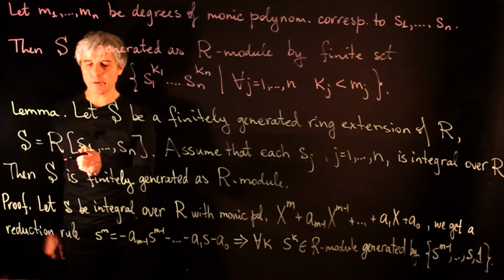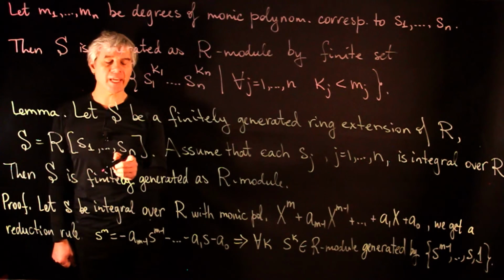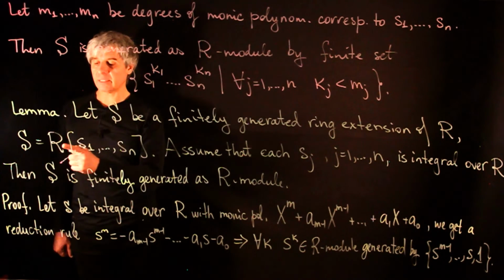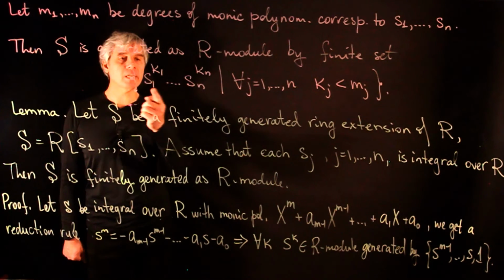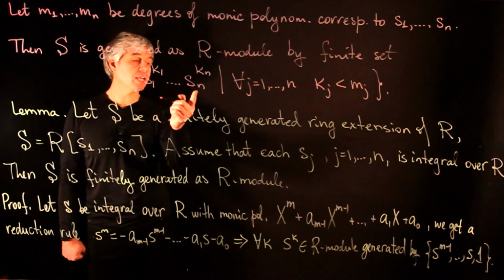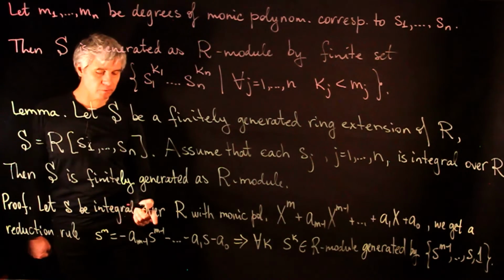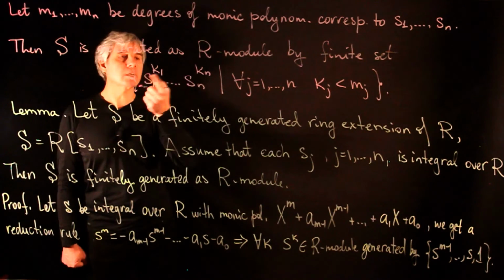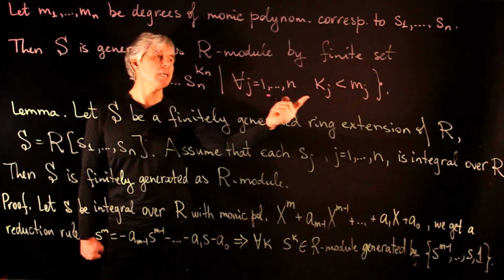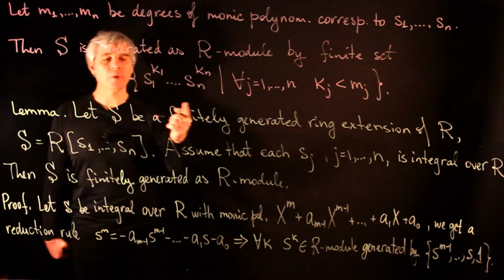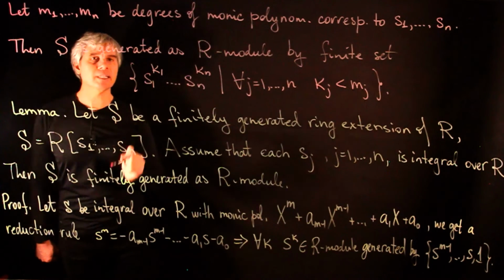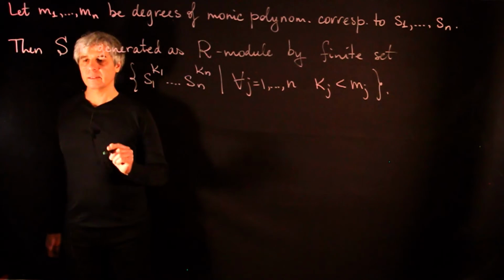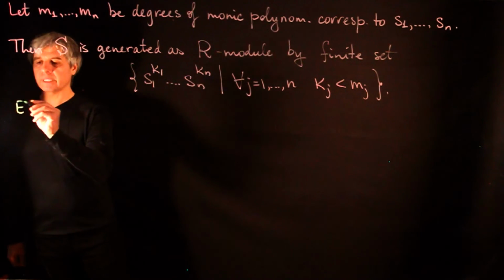Since S is generated by elements s1 through sn as a ring, then as an R module, it is generated by all the monomials in variables s1 through sn. But then, because of the reduction rules, we can lower degrees of these monomials and get uniform bounds for them. So we get that as an R module, the ring S is finitely generated. Let's consider a couple of examples.